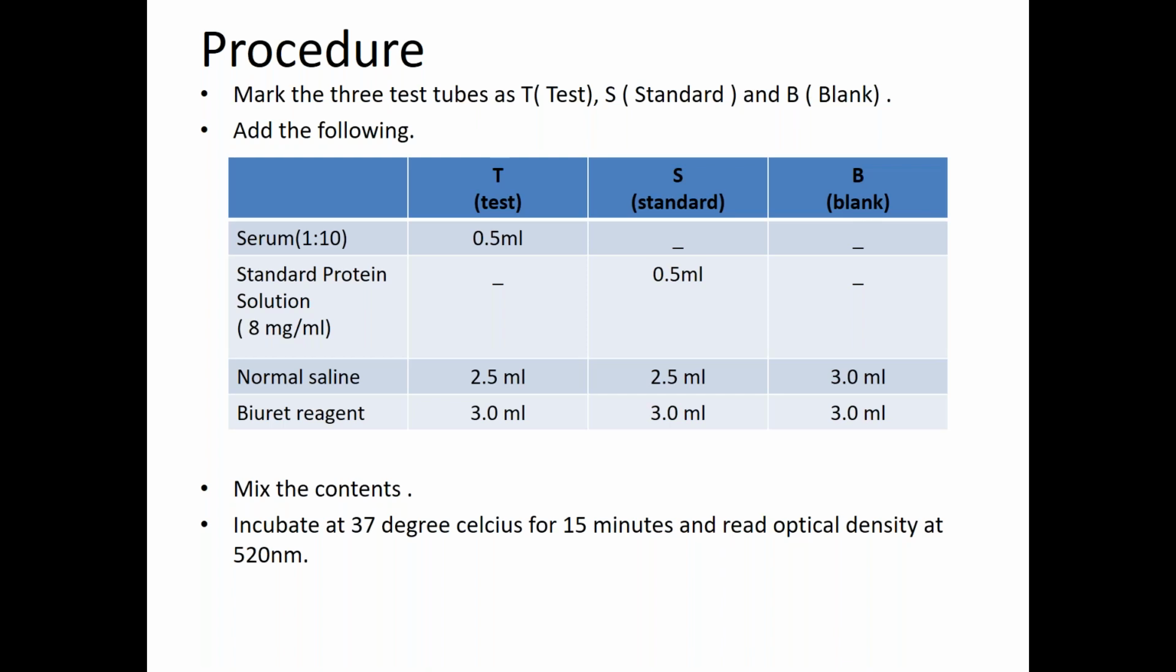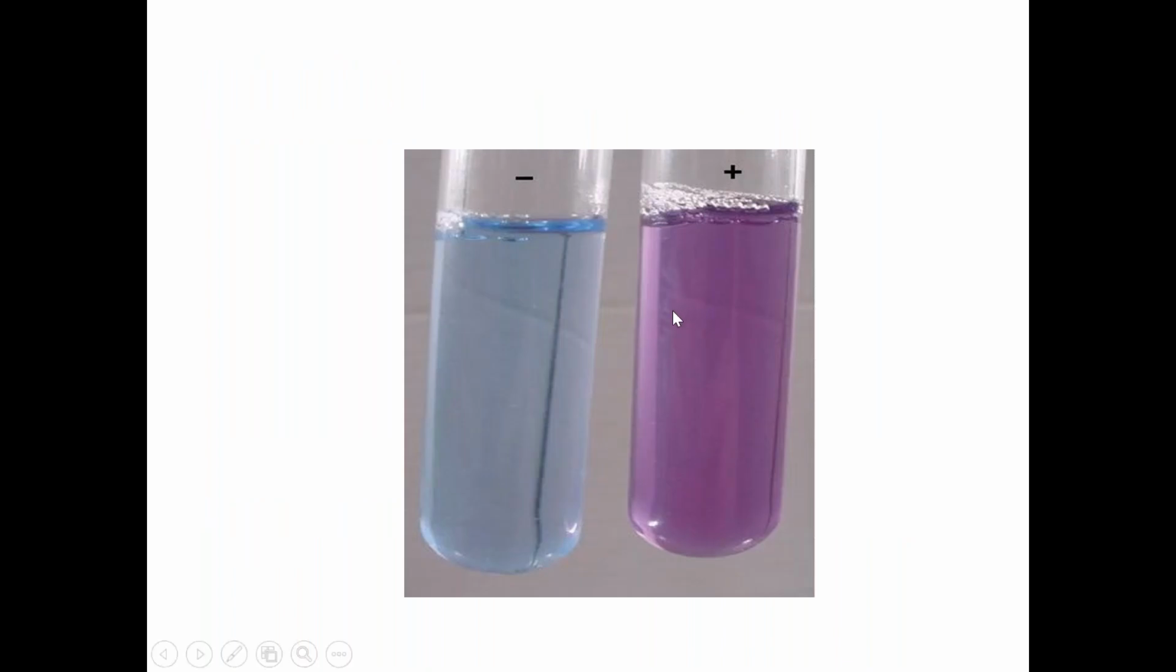After 15 minutes, you will see a purple color, and you read the optical density at 520 nanometers. Please note down the changes in this protocol, and follow only this protocol during your practical. After mixing the sample, you will get a color something like this. This is without protein, and this is with the protein sample, purple color. The blank will be blue in color, and in your standard and test, depending on the concentration of the protein, you will get a purple color.